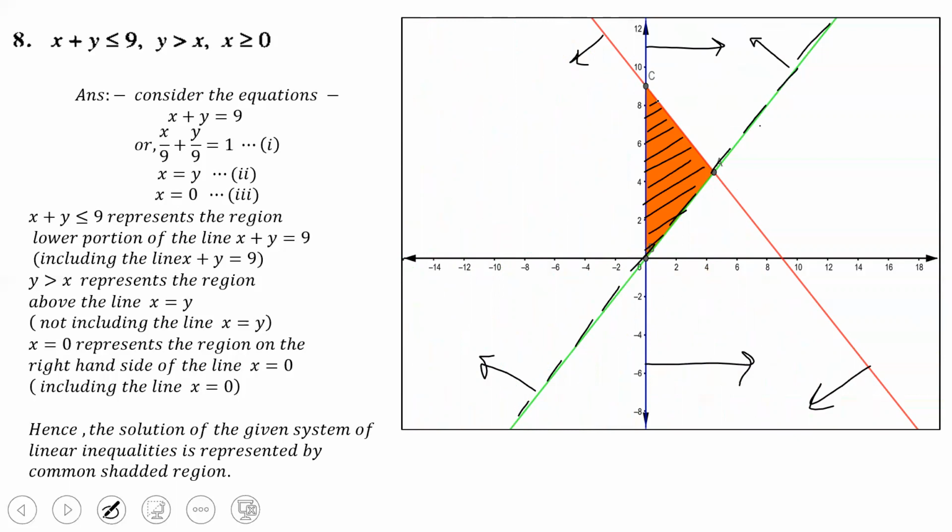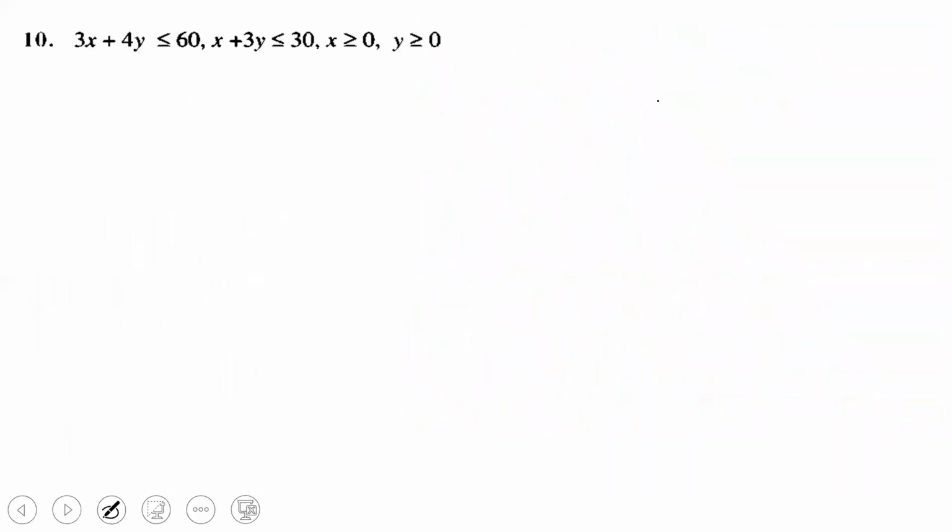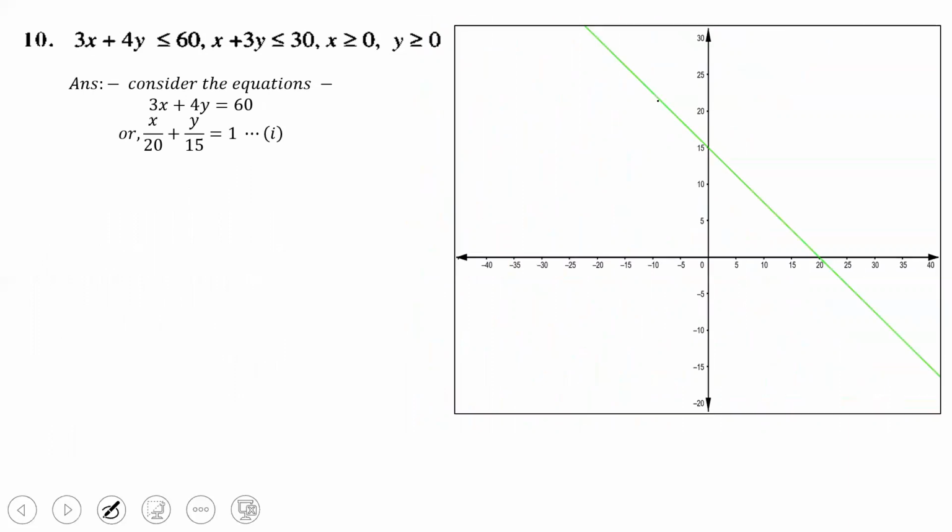So moving to the next one. 3x plus 4y less than or equal to 60. First of all, consider the equation 3x plus 4y equals 60. Let's find the intercept form: x upon 20 plus y upon 15 equals 1. So mark the points (20, 0) and (0, 15), and join them.